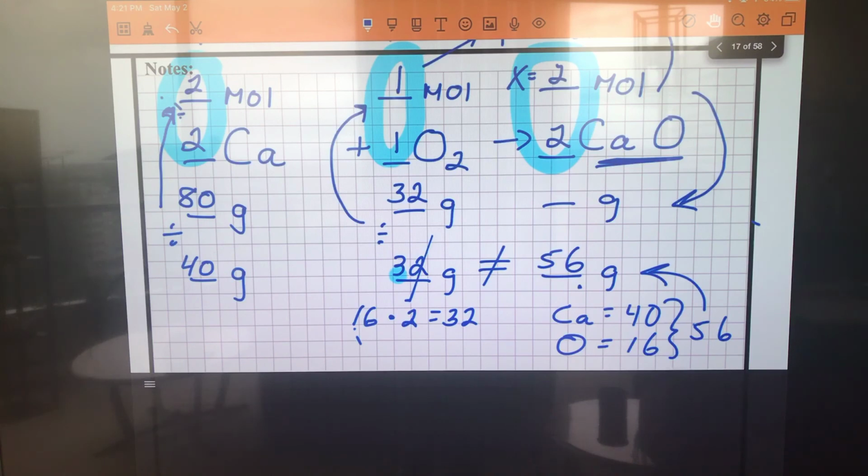But I have 2 of them. It says so right there. I've got 2 of them. So 2 times 56 is 112 grams. Okay? And that's my final answer. So hopefully that helps you a little bit and moves you forward in the stoichiometry process.